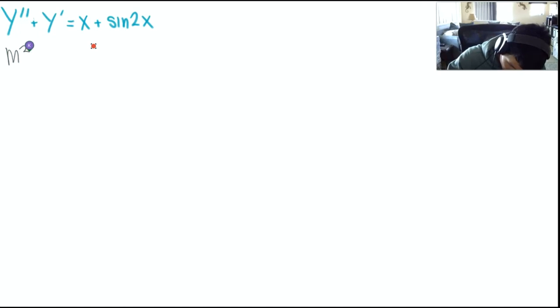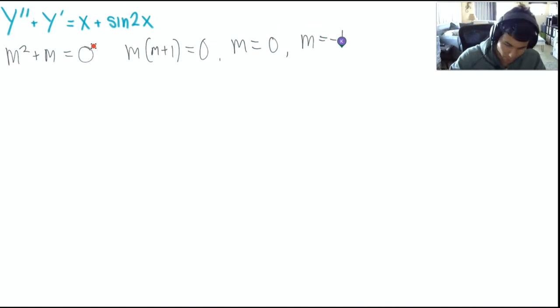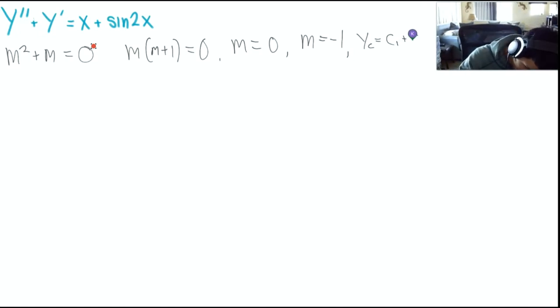M squared plus M is equal to 0. Well, that's the same thing as saying M times (M plus 1) is equal to 0. Thus, we see that M is equal to 0 and M is equal to negative 1. Okay, pretty fast. We already have our complementary solution, which is C1 plus C2 e to the negative x.